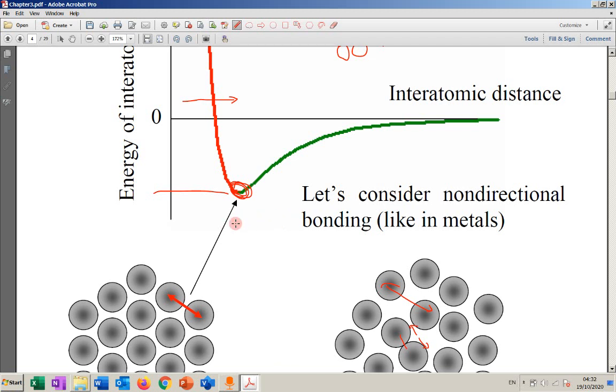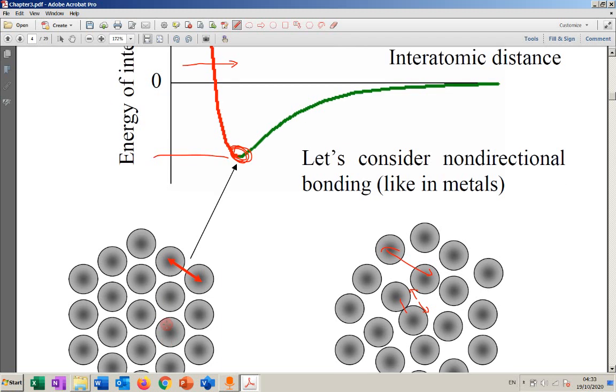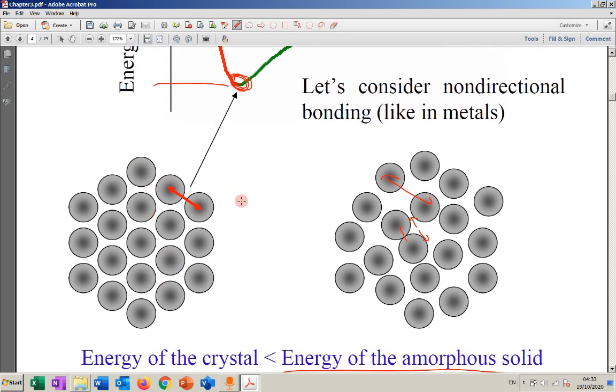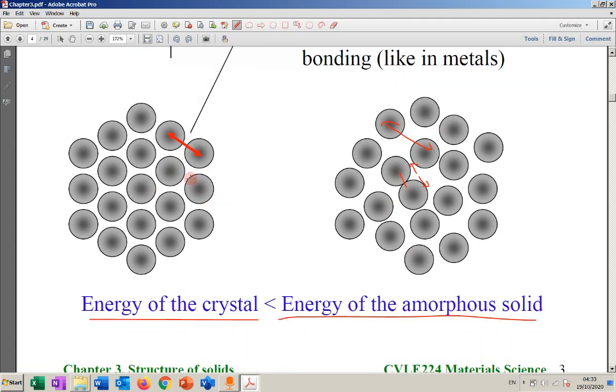This is not about electron configuration. It's about the way that the attraction and repulsion forces between the atoms will be at the minimum in the crystal structure.